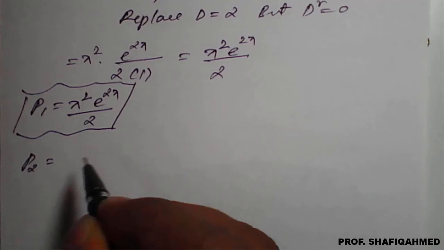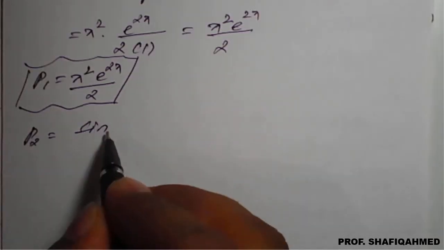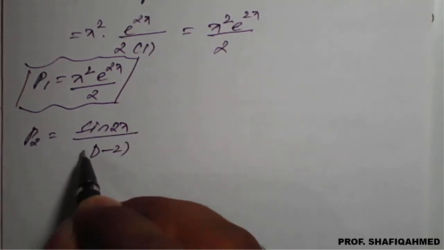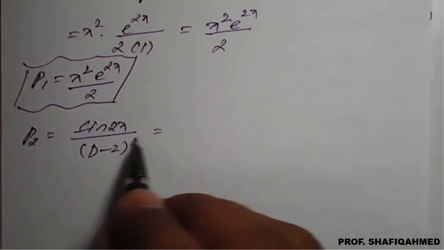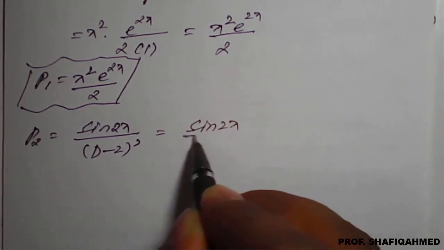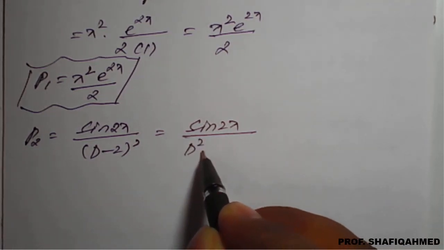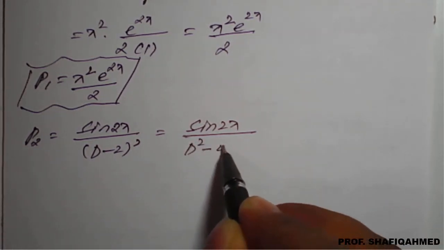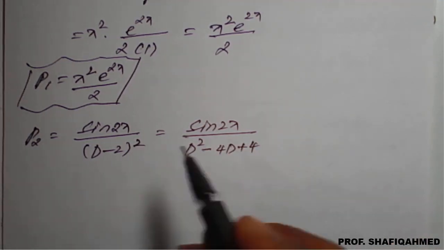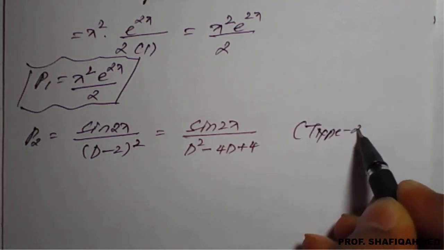So P2 is sin 2x divided by (D minus 2) whole square. I will go for expansion, it is better. So sin 2x divided by (D minus 2) whole square will be D square minus 4D plus 4. You need to apply the (a minus b) whole square formula, and this belongs to type 2.